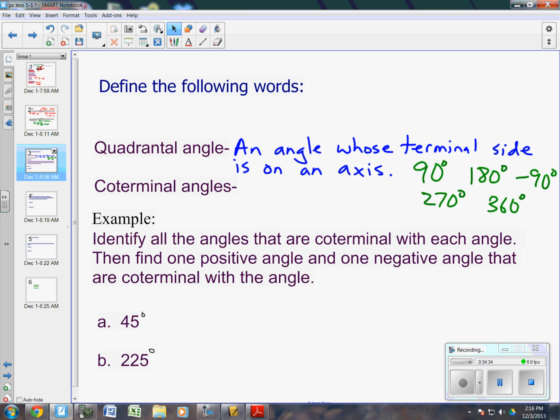What I would like you guys to do is find an angle coterminal to 45 degrees in your groups. I'm going to give you 30 seconds. Go. Just one angle. Oh, wait. We haven't talked about coterminal angles. You guys looked them up, though, right? Two angles with the same terminal side. That's the definition. Did you all get that? What did your definition say, Ellie?